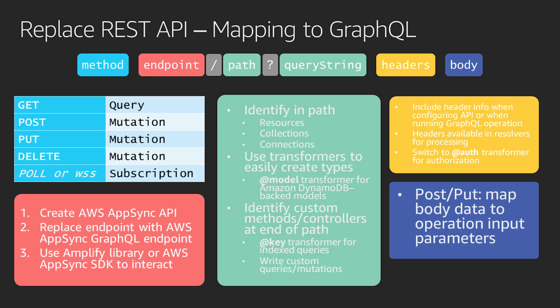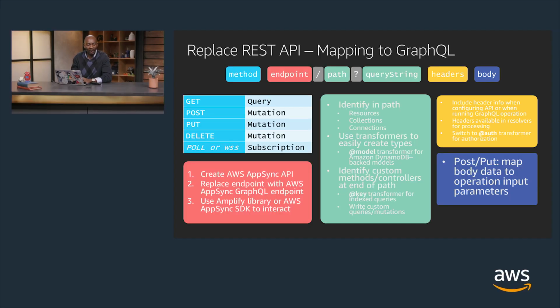So when you start mapping this information to GraphQL, this is some information that you can use to do that. If we look at the method, the most commonly used methods are GET, POST, PUT, and DELETE. A GET essentially maps to a query.